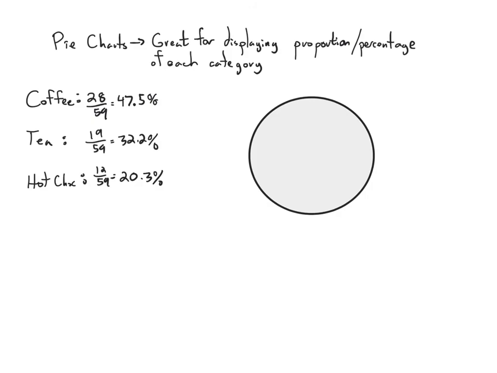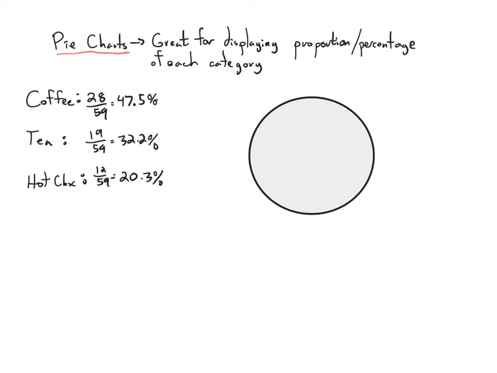Another great type of chart to display categorical data are pie charts. And this is great if you want to express categories as a proportion of the whole. The idea is your circle or your pie is the whole, and you want to express the proportion of each category in that whole by representing that proportion by a slice of the pie.